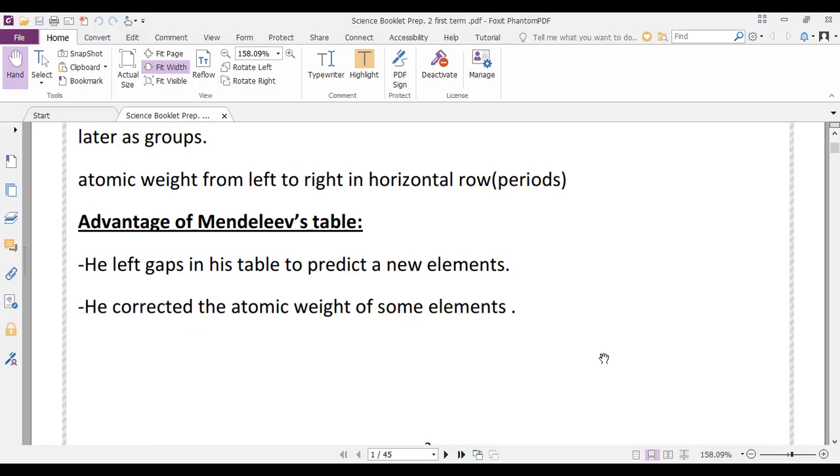of Mendeleev's table. So what are the advantages of Mendeleev's table, Hussein? Can you repeat it again, please? He left gaps in his table to predict a new element. He corrected the atomic weight of some elements.